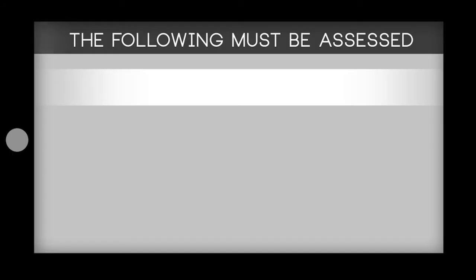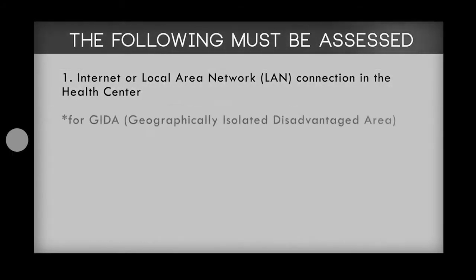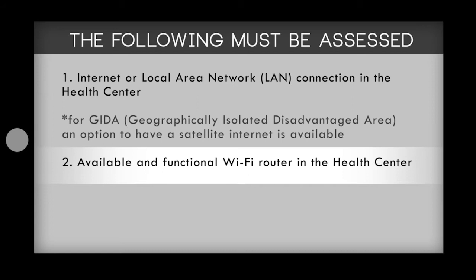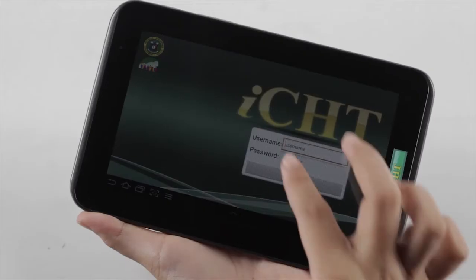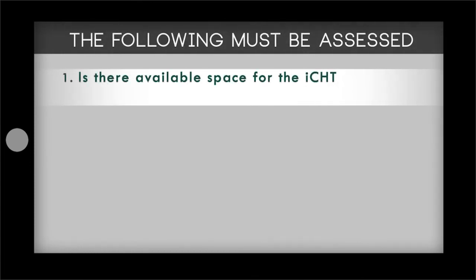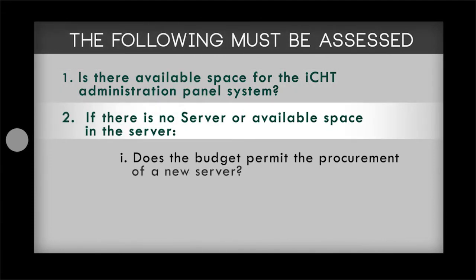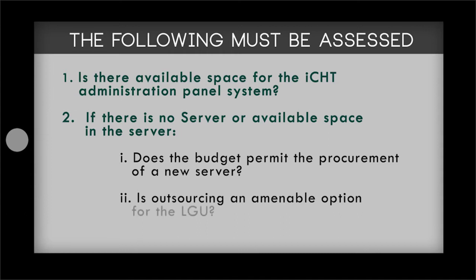Secondly, you must assess the IT architecture and decide on the most cost-efficient way to adapt the system. You will need to make an assessment of internet or LAN connection in the health center, available and functional Wi-Fi router in the health center, internet or LAN connection in the city or provincial or municipal health offices. Assess the servers. Is there available space for the ICHT administration panel system? If there is no server, does budget permit the procurement of a new server? Is outsourcing an amenable option for the LGU?